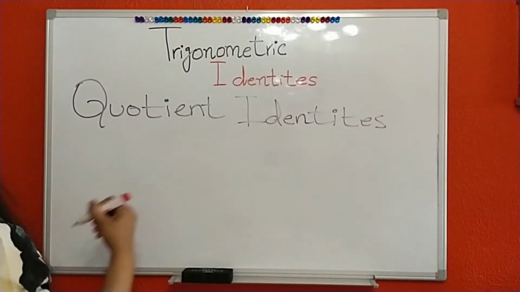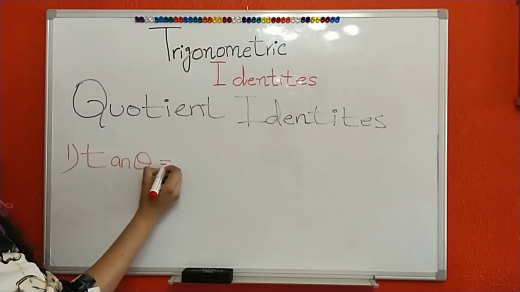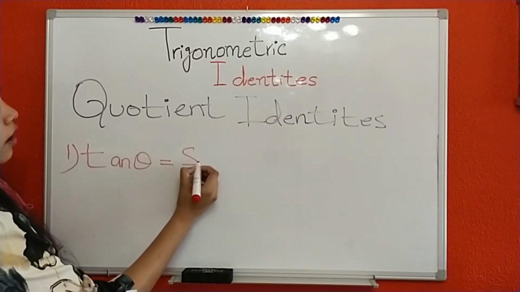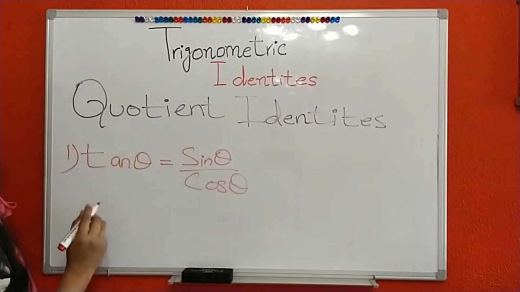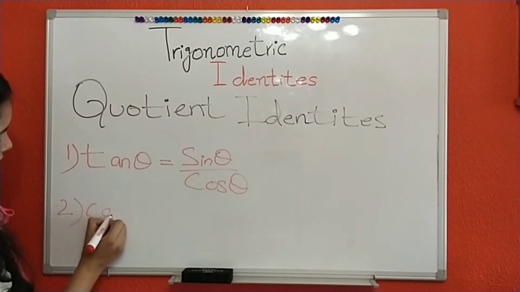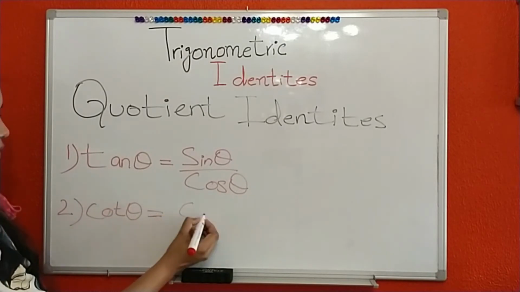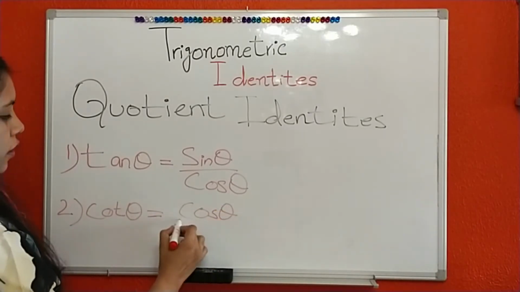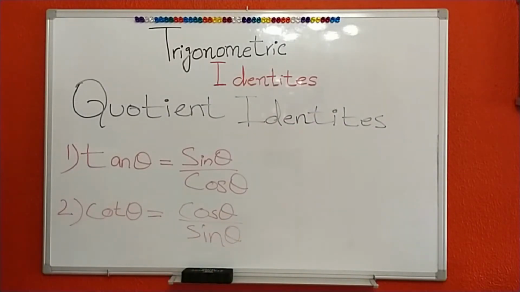First of all, the identity of tan theta. Tan theta is always equal to sin theta over cos theta. The second identity is cot theta is equal to cos theta over sin theta. So students, these are the 2 quotient identities. We will use these identities in our proof questions.